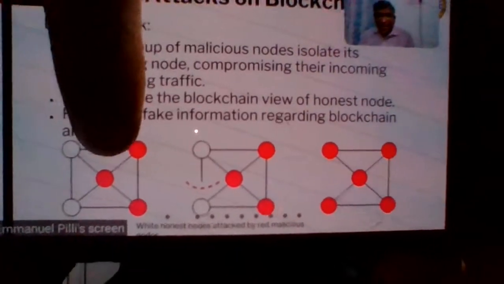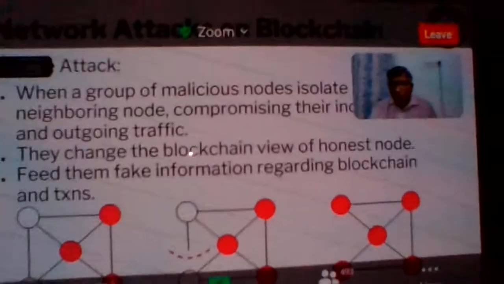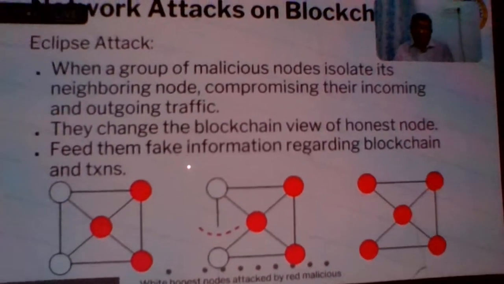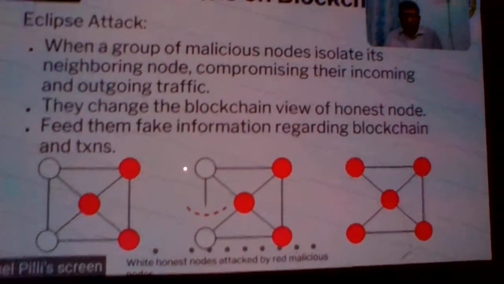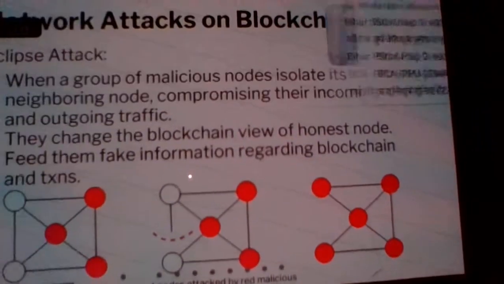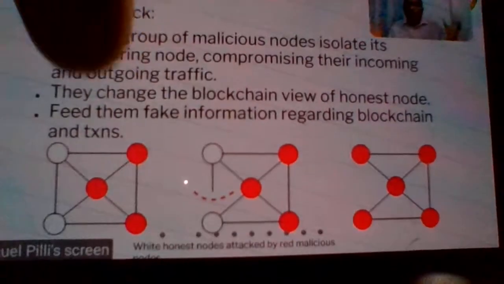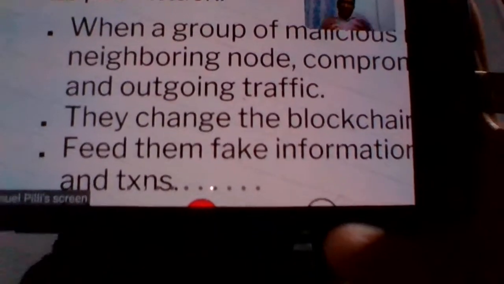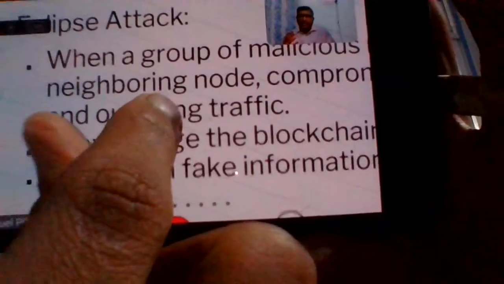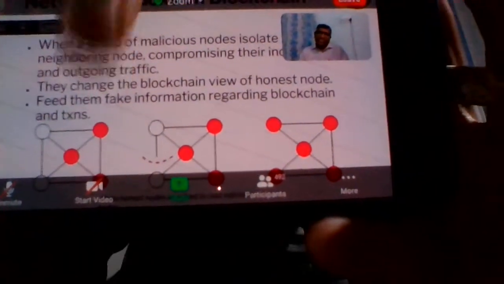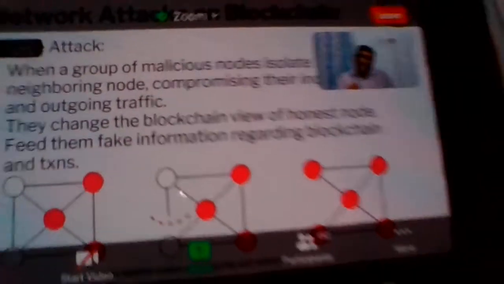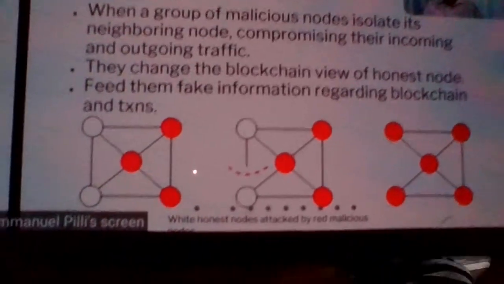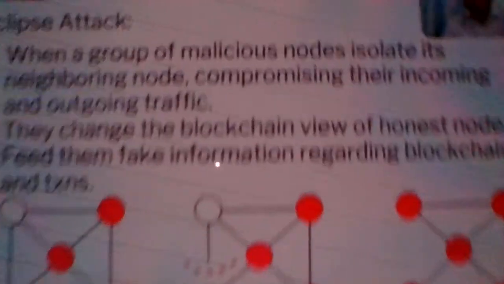Then there are eclipse attacks. A group of malicious nodes isolates a neighboring node and compromises its incoming and outgoing traffic. They change the blockchain view of the honest node, right? So there are a lot of nodes which make up the distributed network. And when you want to interact, a group of malicious nodes, some of the nodes which set up Bitcoin Core, if they want to act maliciously, they can create a network. It's something like your wireless sensor network nodes.